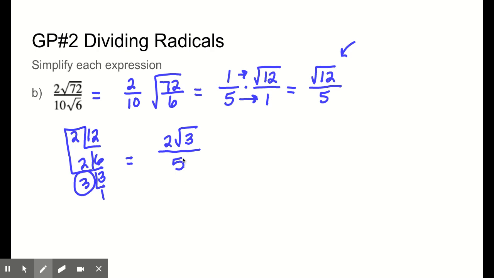Now again, at this point, if one of those outside numbers and the denominator share a common factor, you would divide that out. But 2 divided by 5 cannot be simplified. Therefore, this is our final answer.